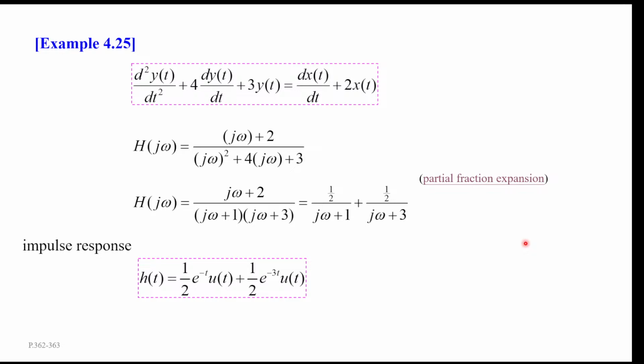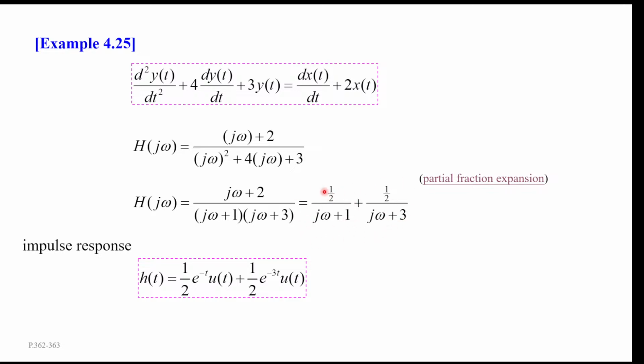So first we do factoring on the denominator here. This example is set up nicely. We got two roots here: a root at -1 and a root at -3, and so you factor into those two things. Then you do partial fraction expansion, so you get something over j omega plus 1, and something over j omega plus 3, and then you just do brute force calculation here.